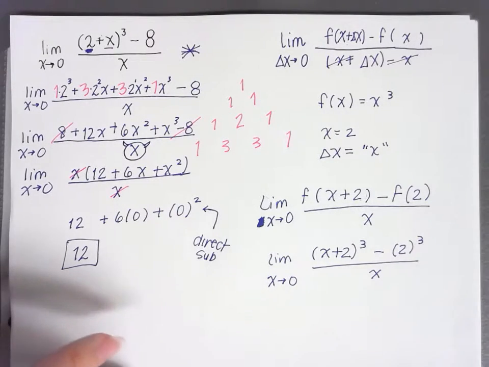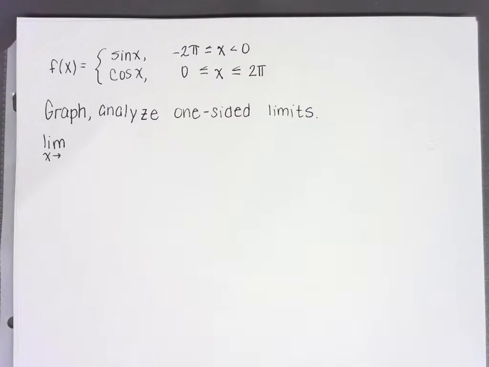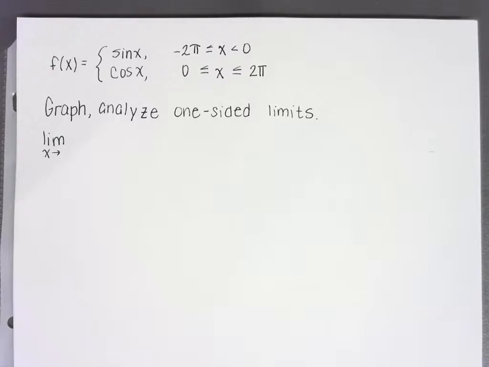Next example that we have to go over, a little bit more practice with limits again. So here we have a piecewise function. What makes something a piecewise function? Multiple functions. Okay, multiple functions. What else? Elaborate on that. What do you mean multiple functions?